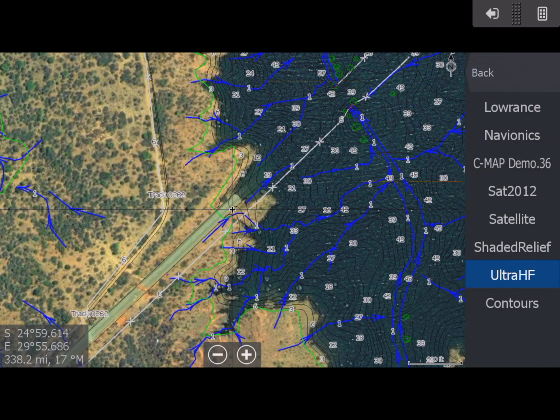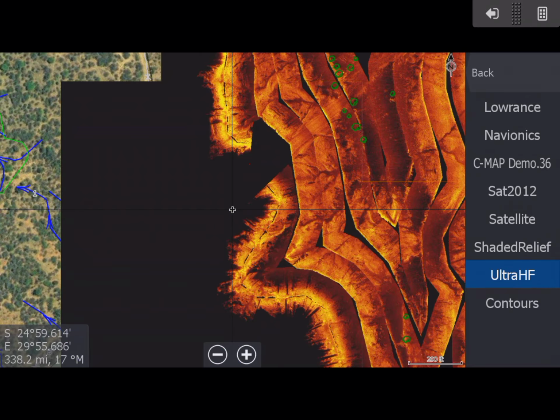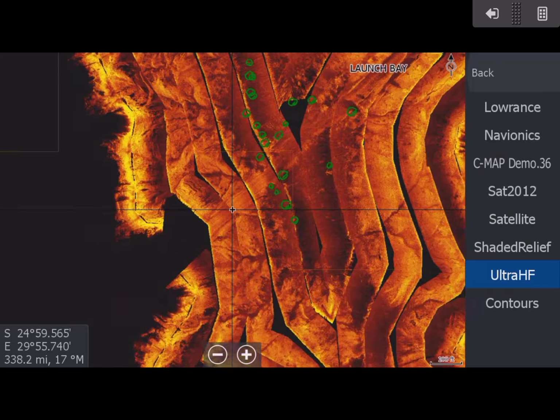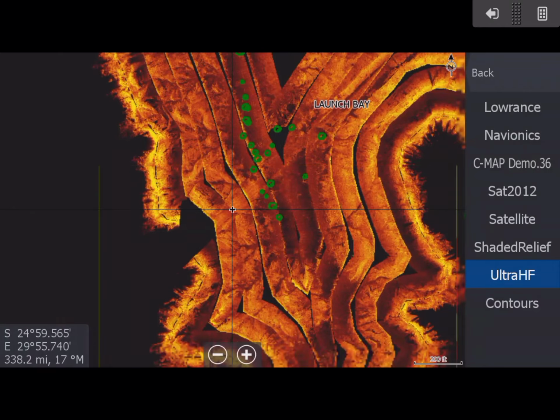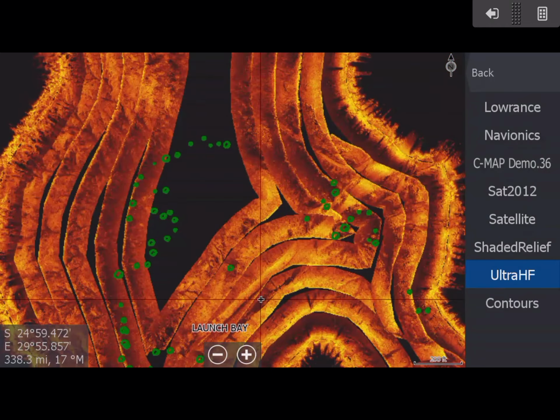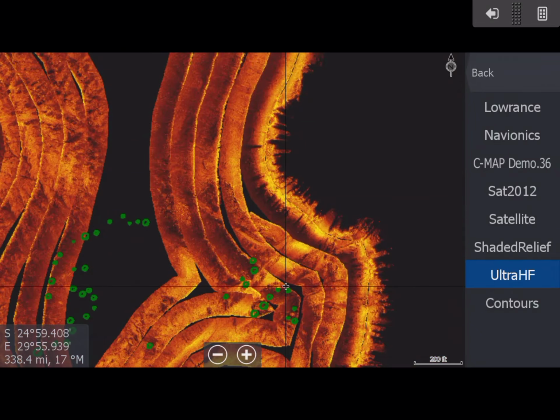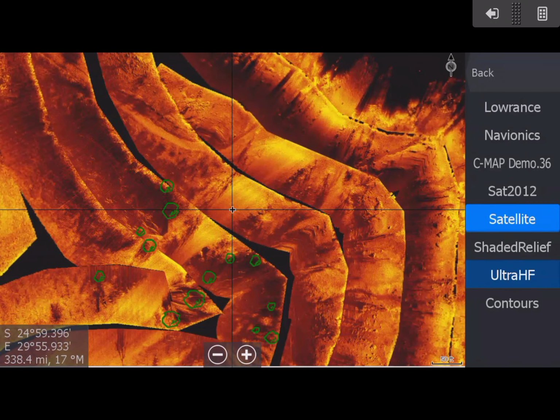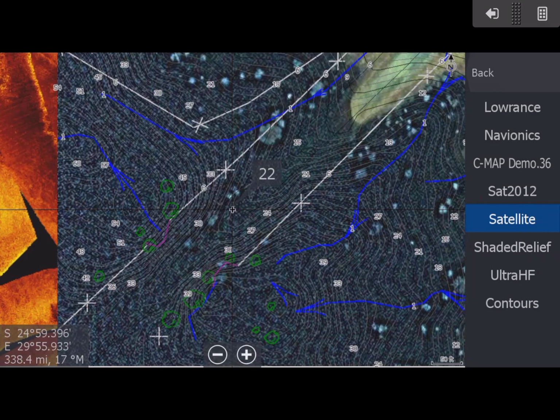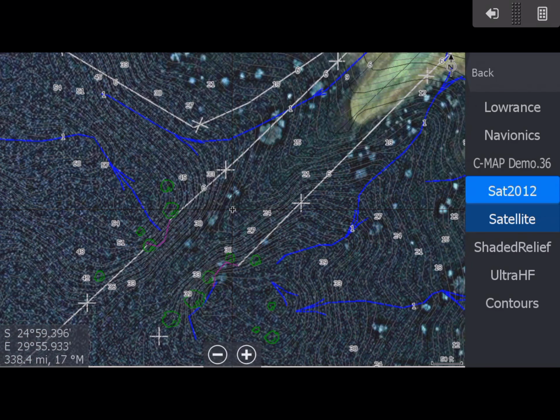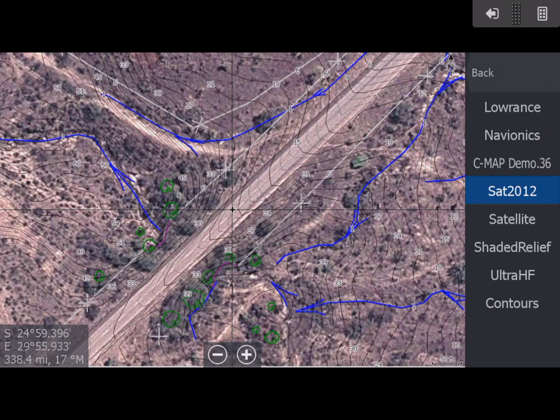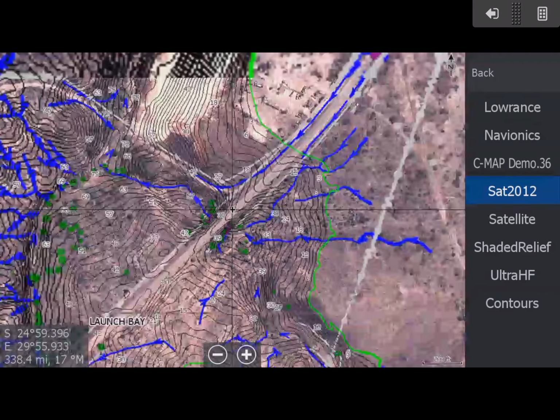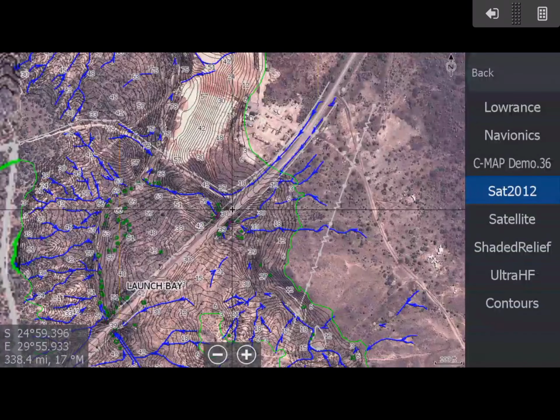Going to Ultra HD. Yeah, there, you see there. That's the road running across there. You can see this was manually driven. You can see that actually quite clearly there. Let's see how that matches up with the satellite. Satellite from 2012. Yeah, you see that? So it's definitely going to be some interesting information there.